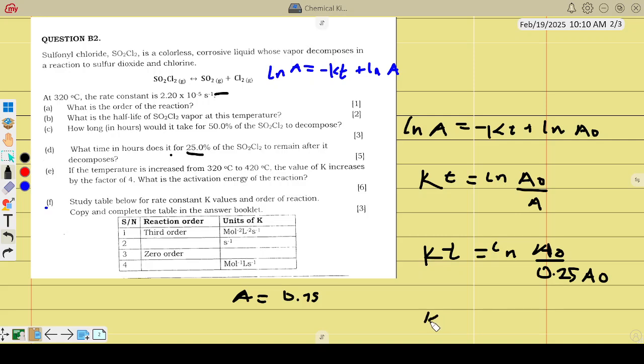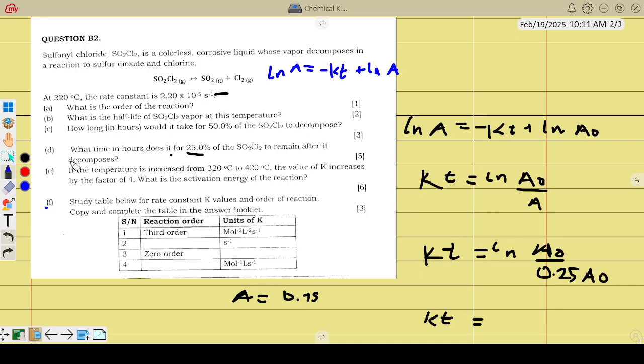So now at this point, A naught and this one cancel. What is 1 divided by 0.25? It's 4. We have ln 4. So you can find the time. You divide by k, so the time will be ln 4 over k. Ln 4 when you punch on your calculator is 1.38, and then you divide by this rate constant here. Then you are done. Soft life.